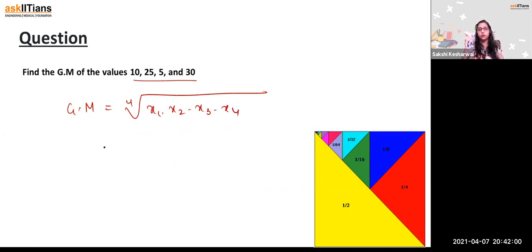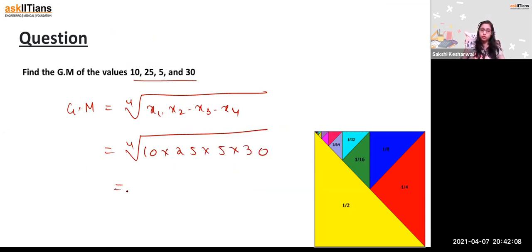So you have four numbers, so it will be the fourth root of 10 into 25 into 5 into 30. Never multiply directly, you just do the prime factorization. So it will be 5 into 2 into 5 into 5 into 5 into 5 into 2 into 3, right?